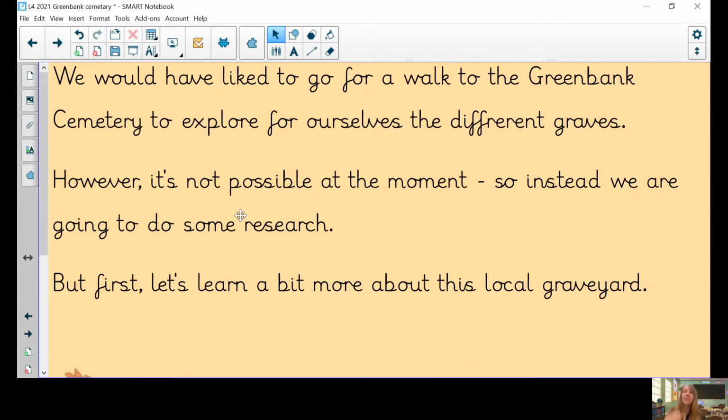So like I said, we would have liked to go for a walk to the Green Bank Cemetery ourselves to explore the different graves. However, unfortunately, it's not possible at the moment. So instead, we are going to do some research. But first, let's learn a little bit more about this local graveyard.